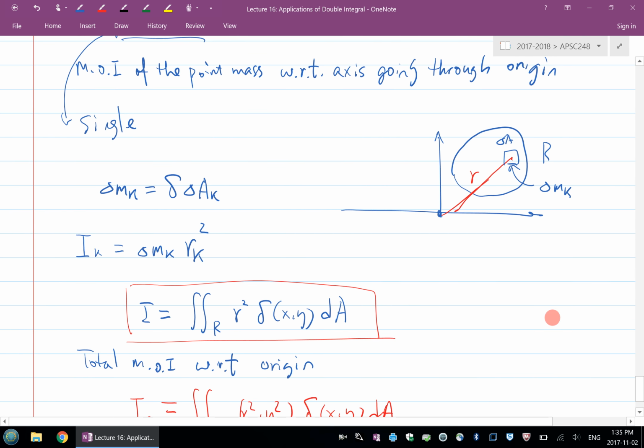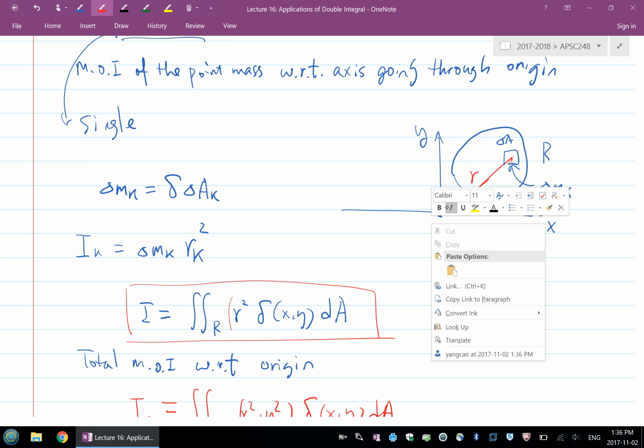So with respect to a y-axis, this is x, this is y. Use this formula as an analogy to derive the moment of inertia here. So you see here, this is the formula. This is basically how you get the moment of inertia with respect to the origin, from here times this distance r.